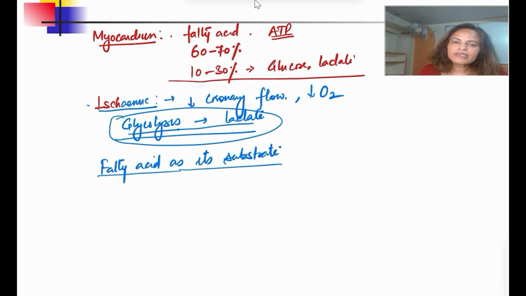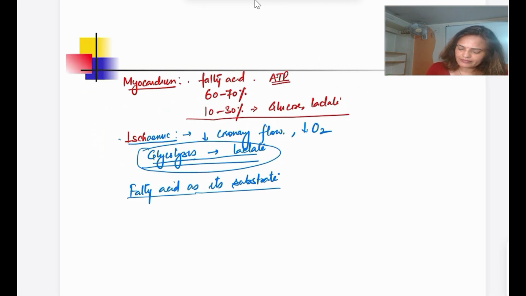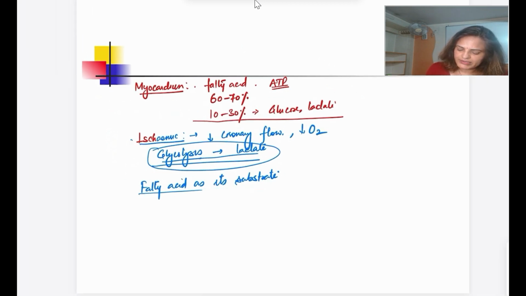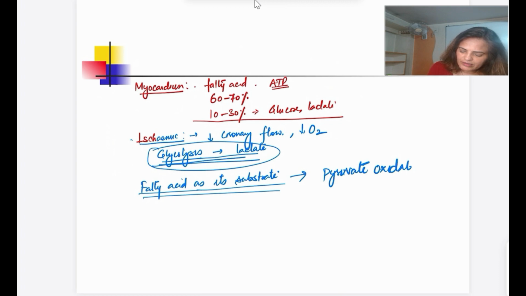Because of this fatty acid metabolism, fatty acid oxidation, it is going to inhibit the pyruvate oxidation. Because here, because of this increased lactate, there is a decrease in pH and cell function is impaired. This is already going on.